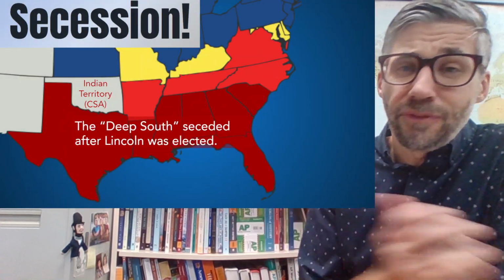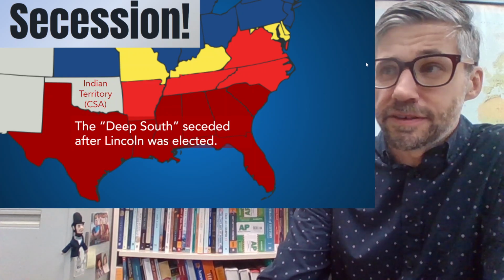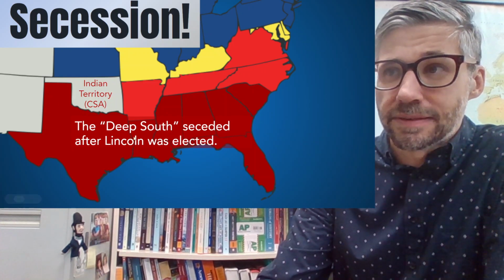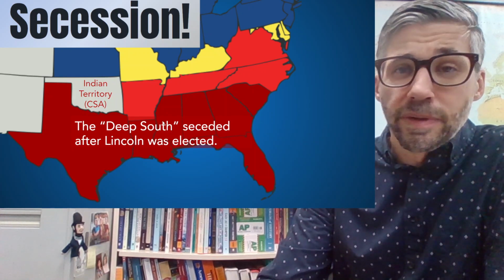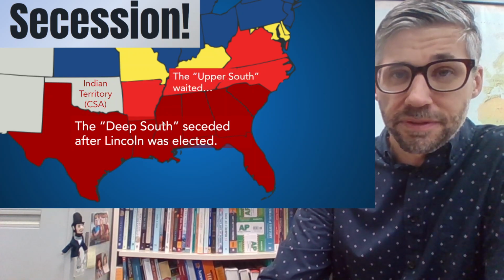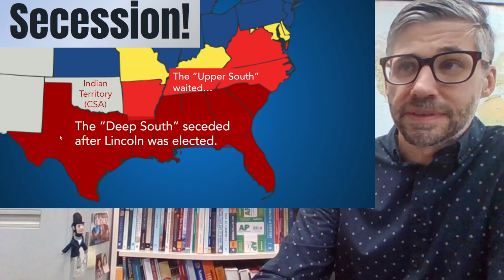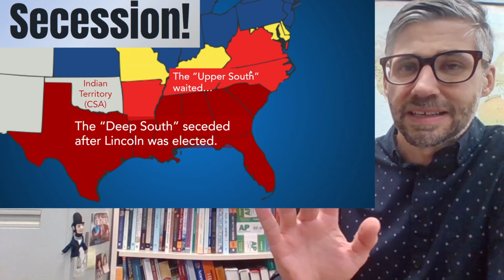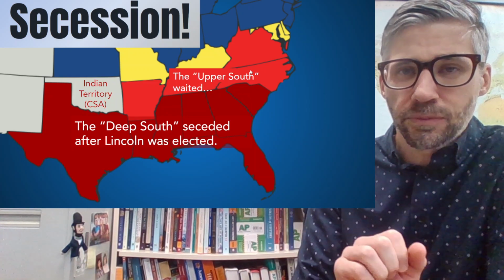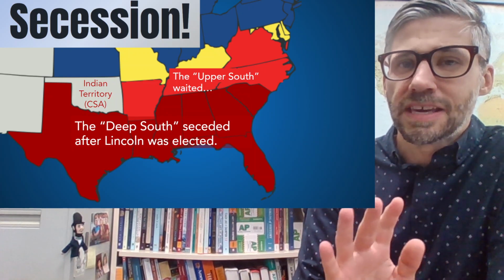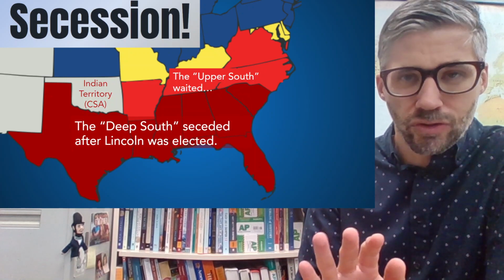And so we have this awful secession moment. The Deep South, these states in dark red, secede. They announce their secession the moment Lincoln is elected. The Upper South, we see here, says, well, hold on a second. Let us just think. Let's see how Lincoln responds. Let's just keep our heads for a moment and watch what happens.